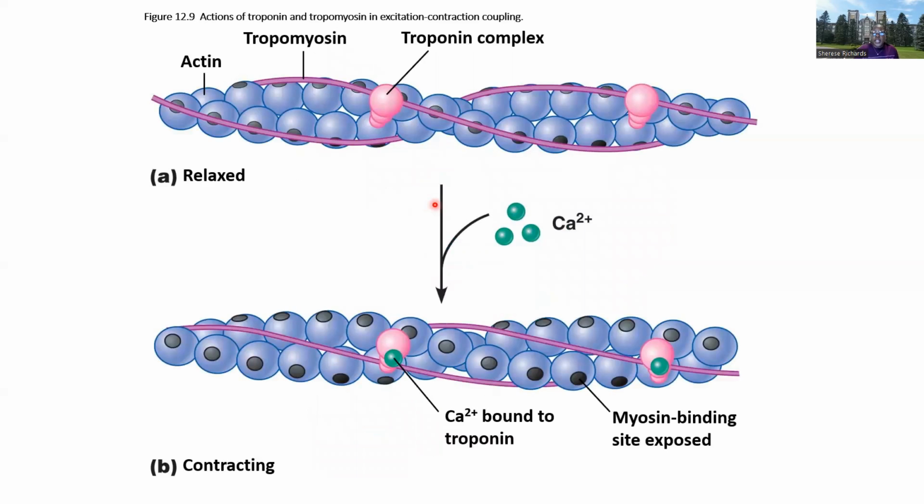Okay, so just looking a little bit closer here at the two states of actin. Actin here in its relaxed state is covering up the binding sites. So these are the binding sites where myosin would engage, and tropomyosin is what is doing that covering up. And so tropomyosin being attached to troponin is how calcium can regulate this covering up of those sites.